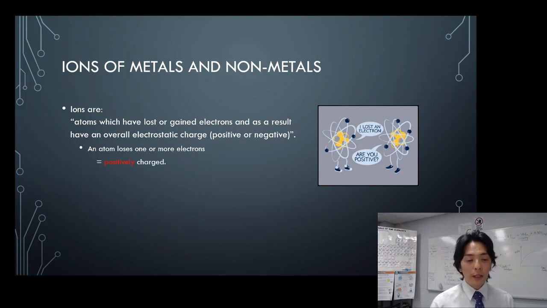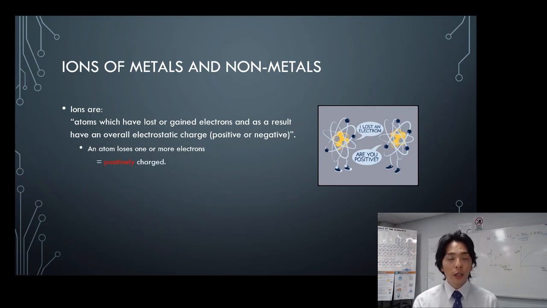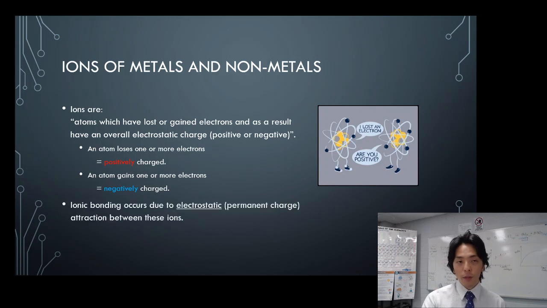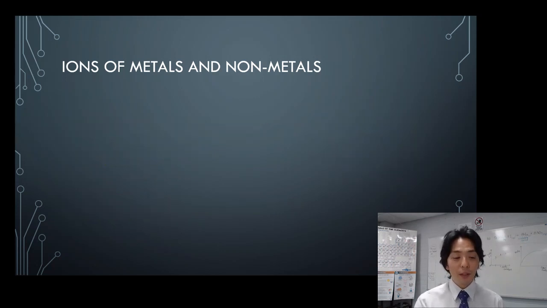If an atom loses one or more electrons, you would call them a positively charged ion, and if an atom gains one or more electrons, you would call them a negatively charged ion. Gaining something negative, an electron, would make an atom negative. Ionic bonding occurs due to the electrostatic, which means permanent charge, attraction between the ions involved.